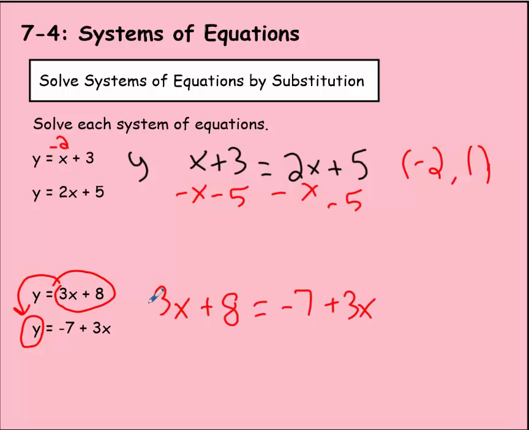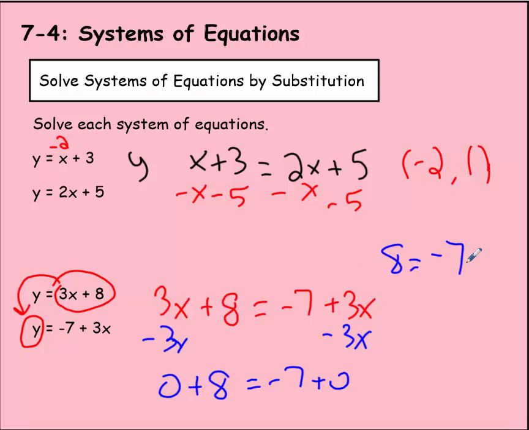If you remember last lesson when you have the variable values that match on both sides, that something special happened. Let's see if we can remind ourselves what that is. Let's subtract 3x from both sides. And that gives us 0 plus 8 equaling negative 7 plus 0, or in other words, 8 equaling negative 7. Here you'll notice something. This is a false statement. 8 does not equal negative 7. And if you remember what that means before, that meant that there is no solution.